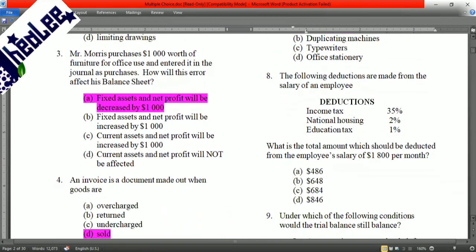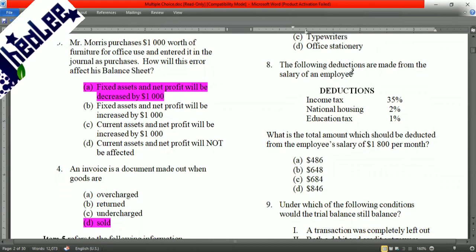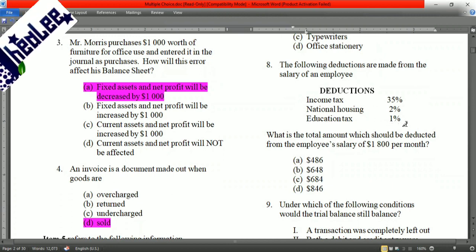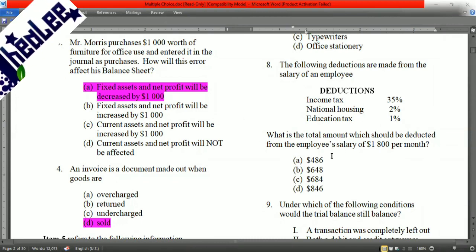Number 8, the following deductions are made from salary of an employee. Income tax 35%, national housing 2%, education tax 1%. And you're asked, what is the total amount which should be deducted from the employee's salary of $1,800 per month? So what you'll be doing is showing your calculation. And remember, when you go in exam, you can always write on the paper.